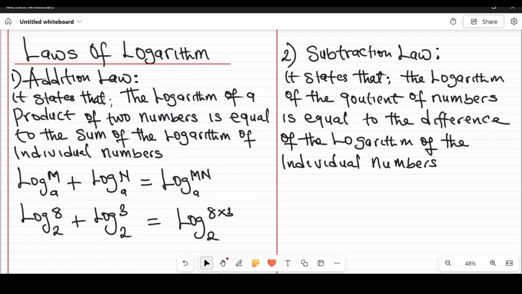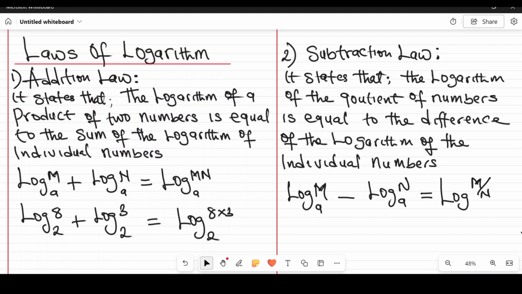The subtraction law states that the logarithm of the quotient of two numbers is equal to the difference of the logarithms of the individual numbers. For example, if we have log m to base a subtracting log n to base a, from our subtraction law, this is equal to the log of the quotient of the numbers.